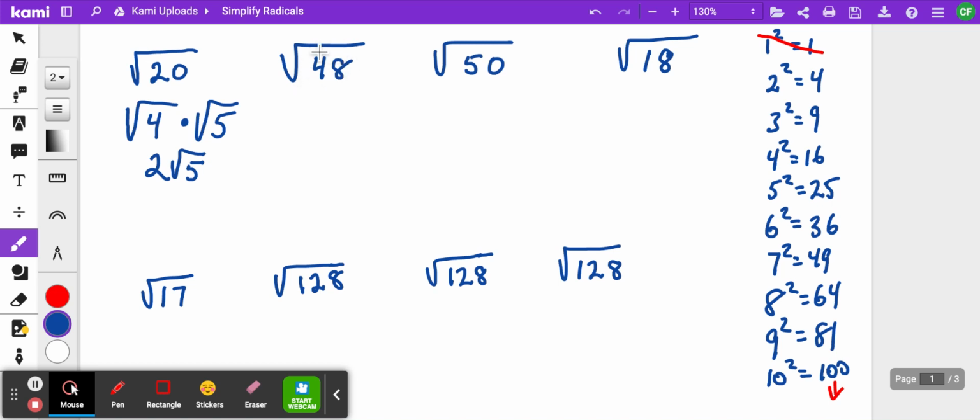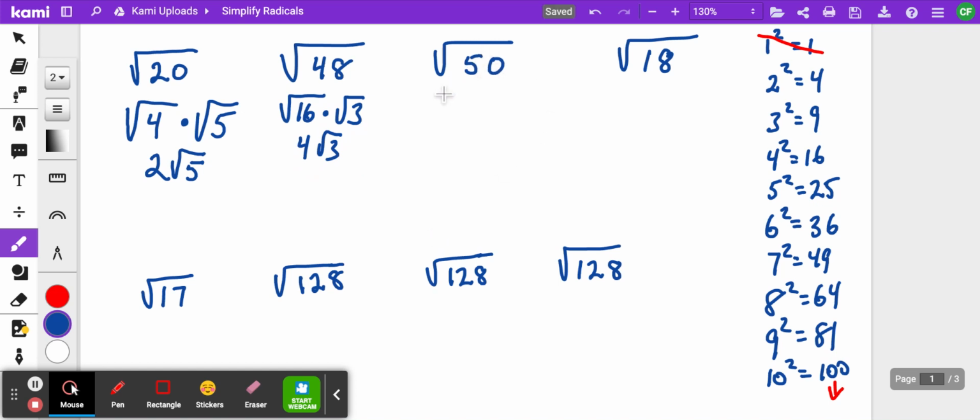All right, let's see. The square root of 48: the biggest perfect square that goes into this, try a couple of them, you might have to go higher, would be 16. So the square root of 48 is the square root of 16 times the square root of 3. The square root of 16 is 4, and the square root of 3 we leave alone. Final answer, 4 root 3.